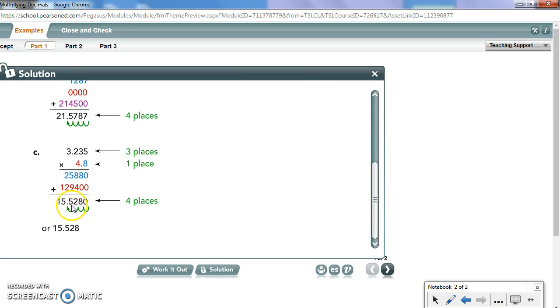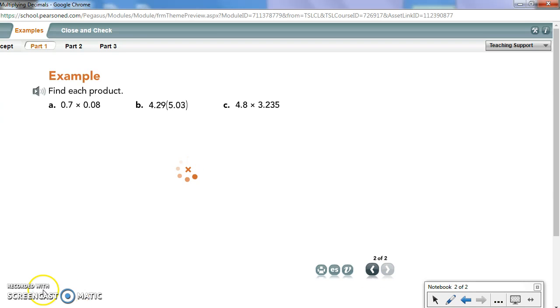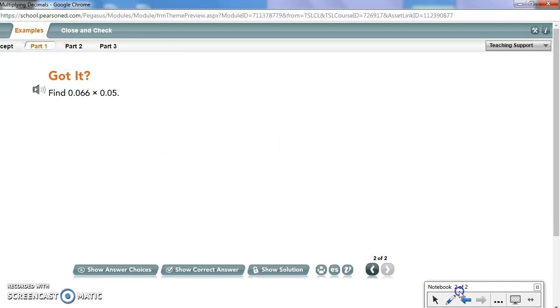So they had 15.5280, or we have tenths, hundredths, thousandths, 10,000ths. So 15 and 528 10,000ths. Go ahead and copy those down. For this next one, they want us to multiply these 2 numbers. So go ahead and copy this down, freeze it until you're ready to go.